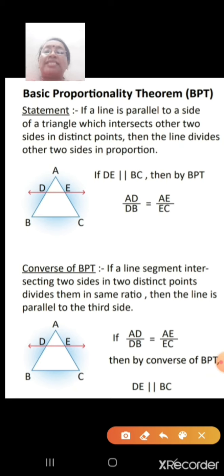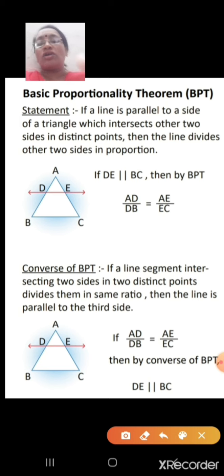Now, basic proportionality theorem. This is the first theorem, theorem number 6.1. It is based on the similarity of triangles itself. This theorem as well as its proof you need to study. The statement is like this: if a line is parallel to a side of a triangle and intersects the other two sides in distinct points, then the line divides the other two sides in proportion. Proportion means the same ratio.